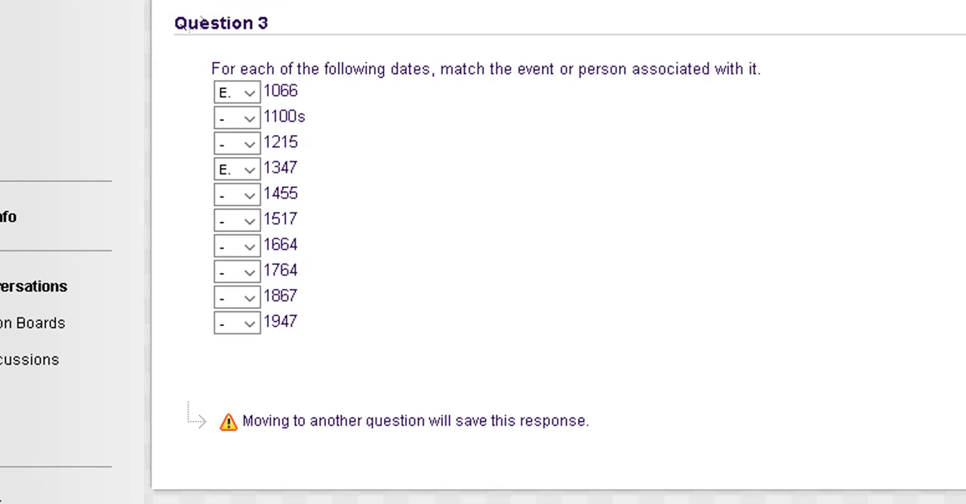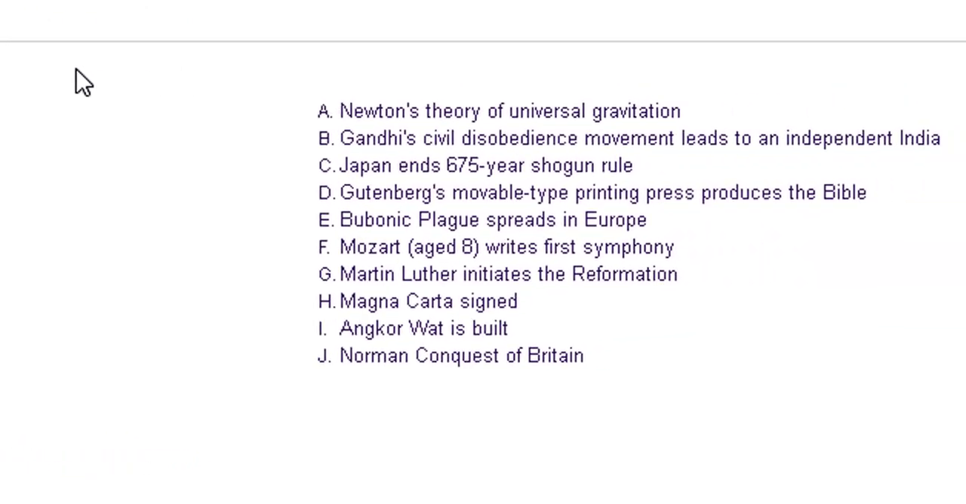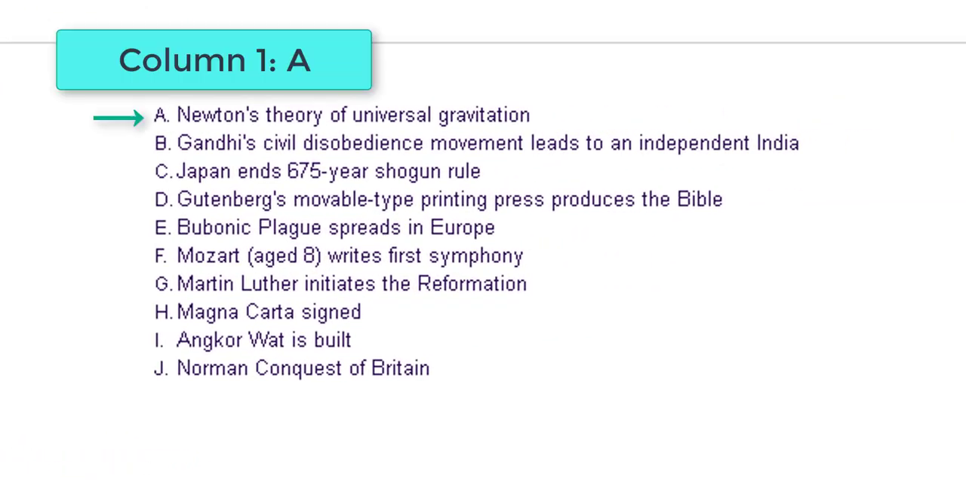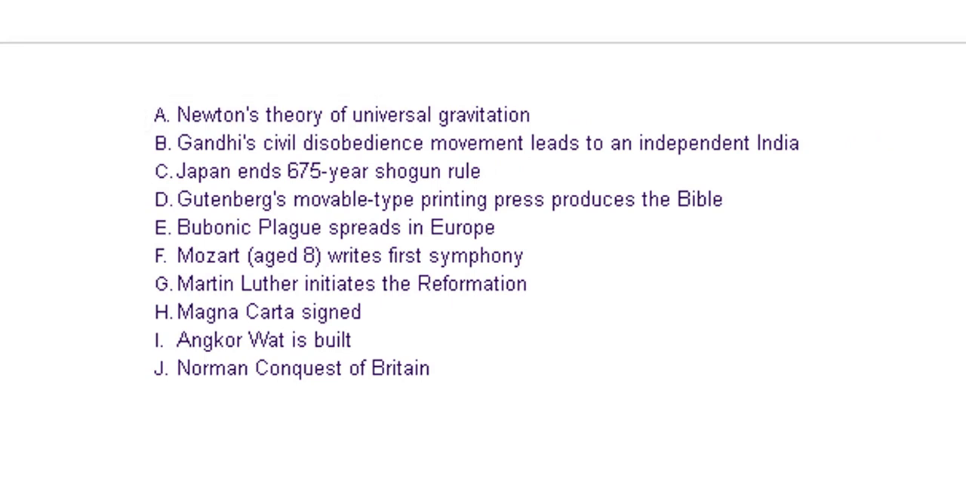And then if I press down arrow, it should say 1066. And then it should say dash, combo box, dash. And then 1100s. Okay, so if I continue pressing the down arrow, it's going to go through those, and then it's going to tell me whether it's a dash or a letter. But if I press T again, it's going to take me over to the answer section. Table with 2 columns and 10 rows. Column 1, row 1. A. Newton's theory of universal gravitation.